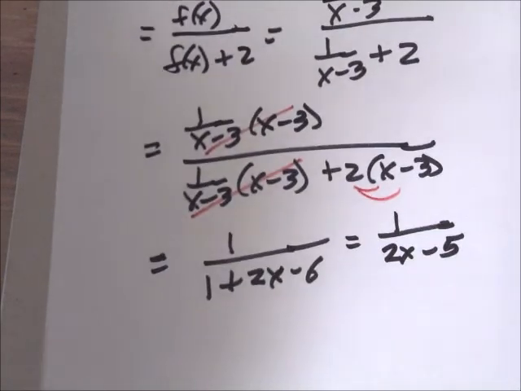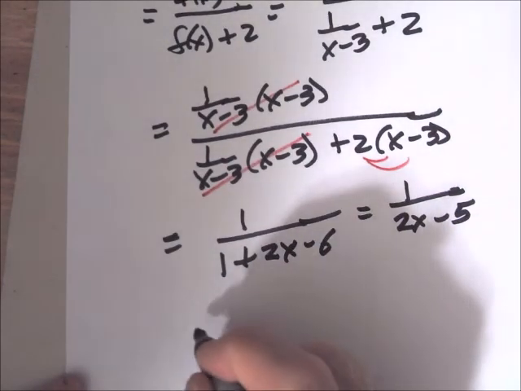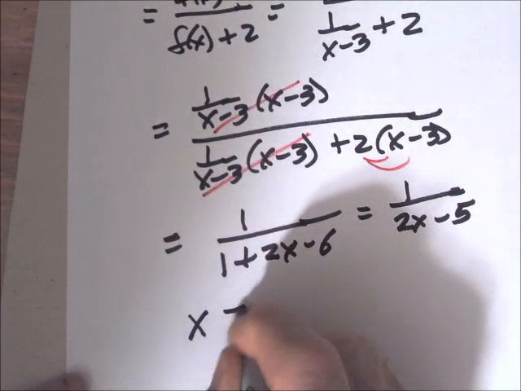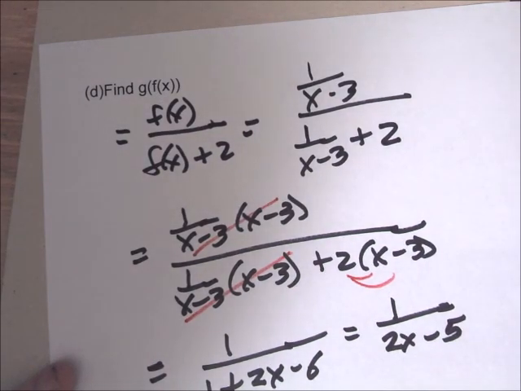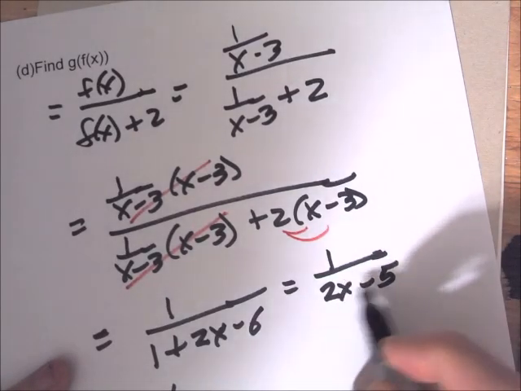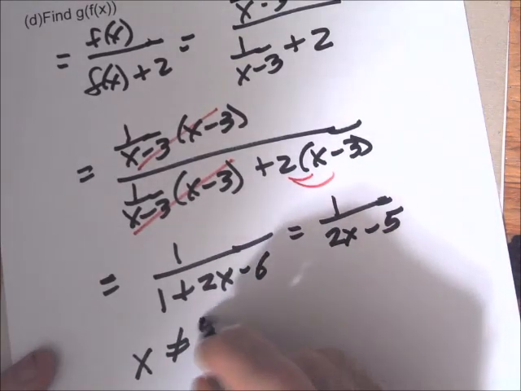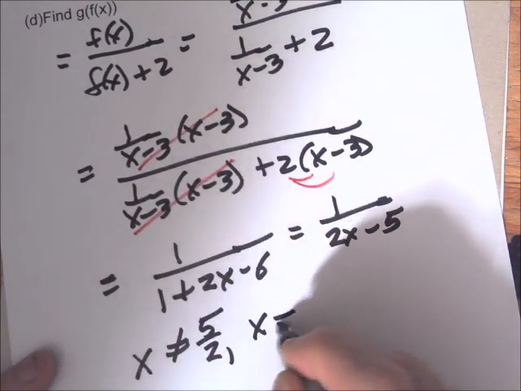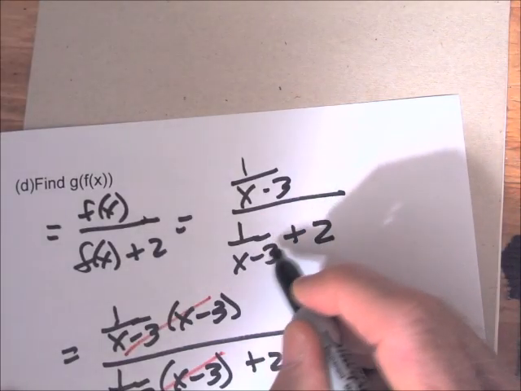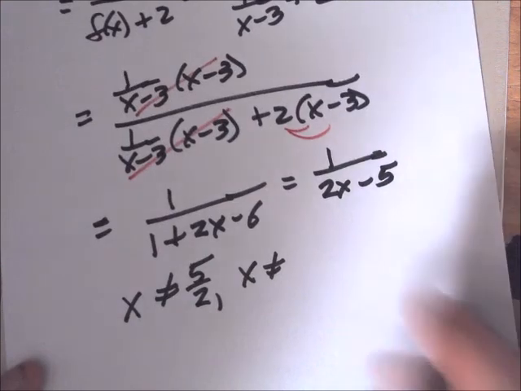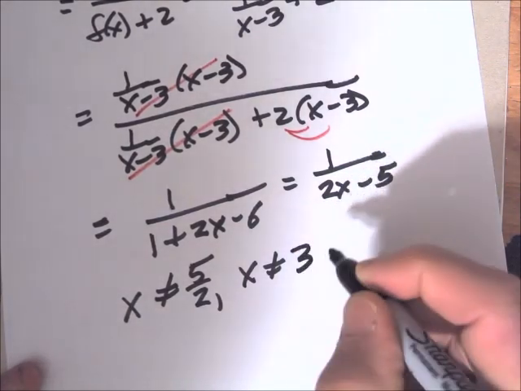Okay, so again, it's important here to mention the domain restrictions. So x cannot be 5 halves on the final step here. If x is 5 halves, we'll have denominator 0. And also, we can't get past this first step here if x is 3. So x is not equal to 5 halves, and x is not equal to 3.